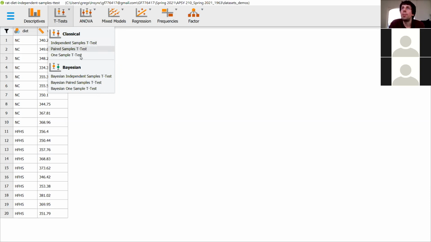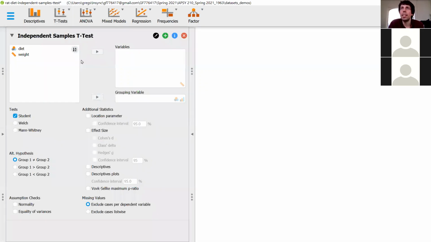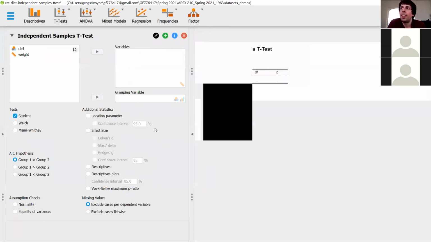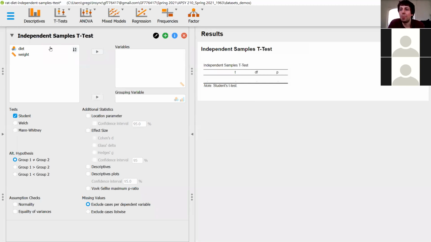So it gives you the three different kinds of t-tests: the one sample t-test, paired samples t-test, and independent samples t-test. In our case, we're using the independent samples t-test, but the paired samples and one sample are also pretty straightforward. So click independent samples t-test, and that little black square was a little weird, but it went away. So we have two different options to sort our two variables into. We have a diet variable and a weight variable.